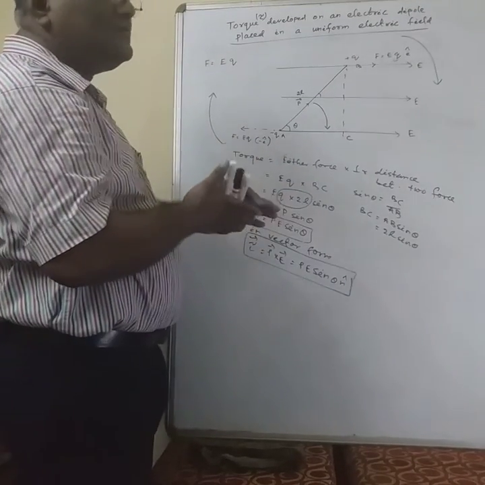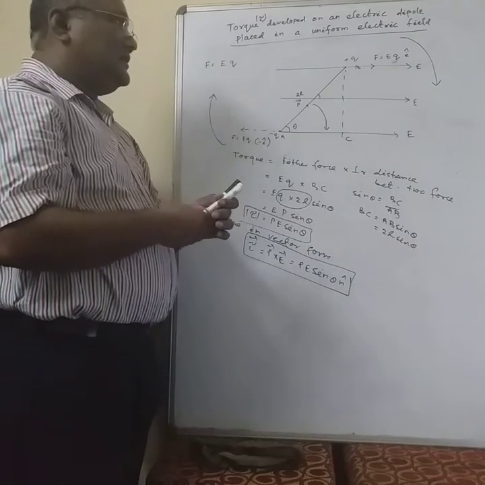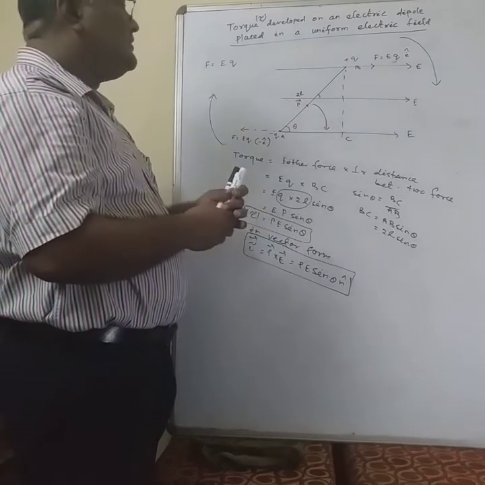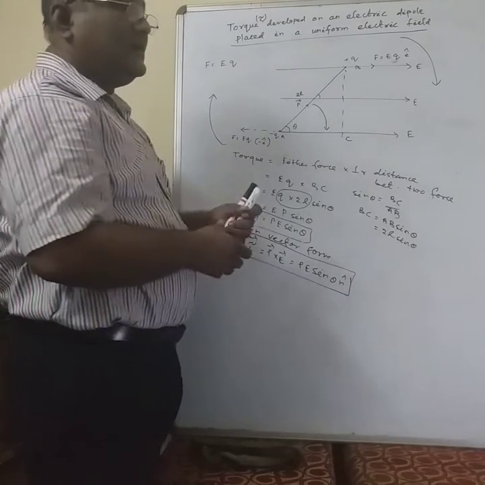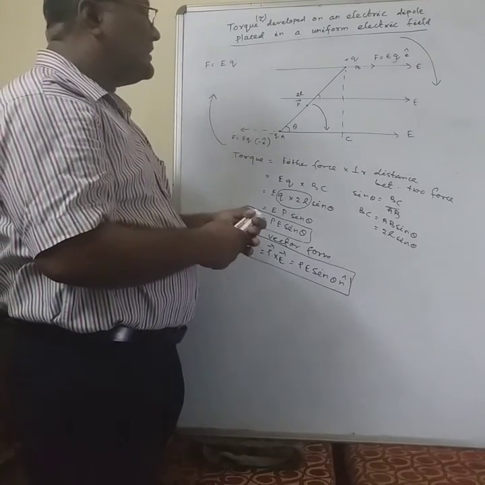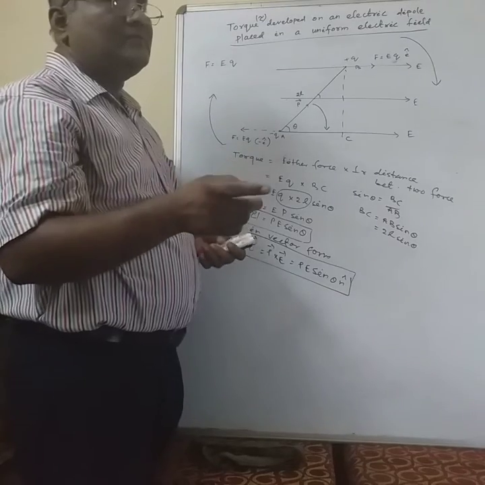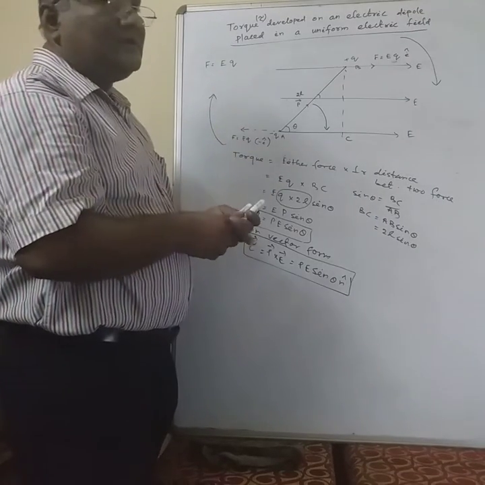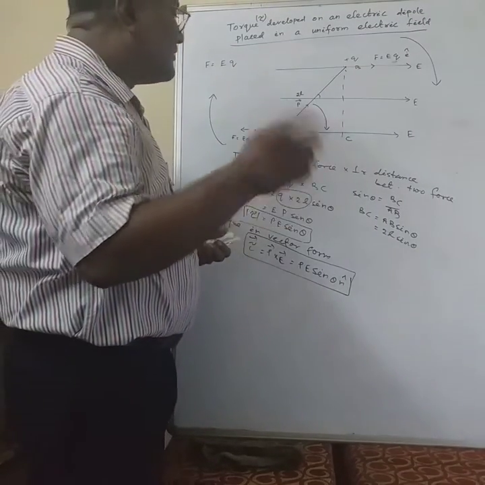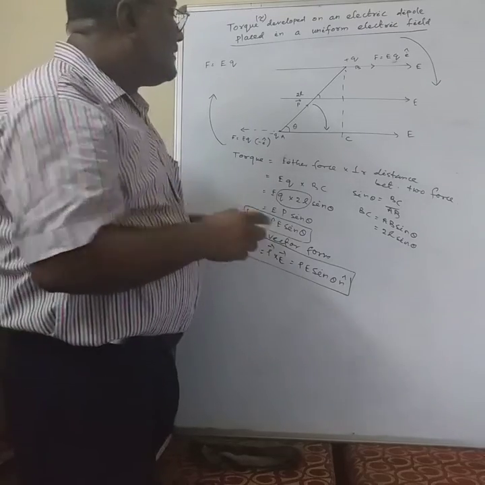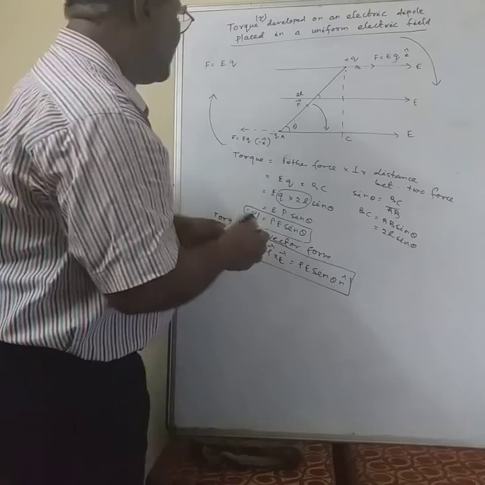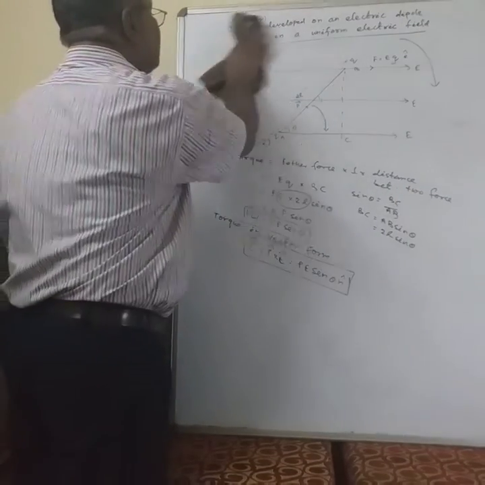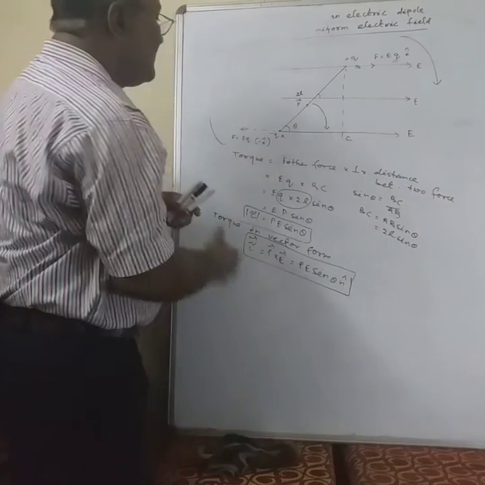So one thing you be clear, the direction of torque is determined by the sense of P cross E. If the sense of P cross E is anti-clockwise, direction of torque will be outward normal. If sense of P cross E is clockwise, the direction of torque will be inward normal to the plane containing the two vectors. Now here some questions generally come.